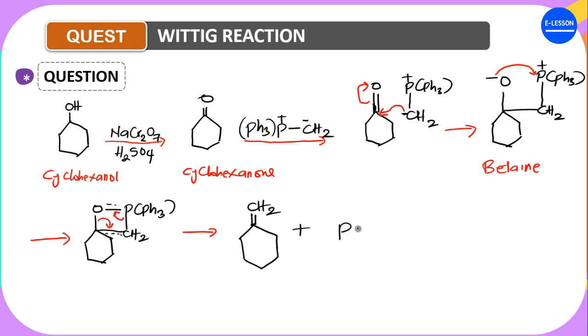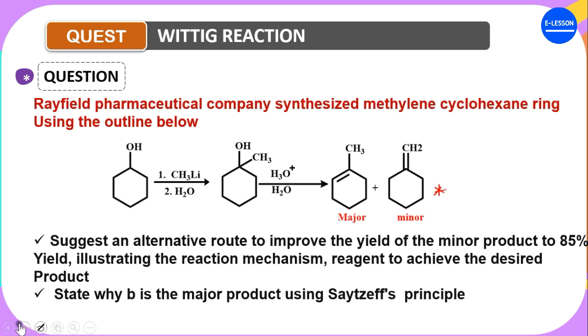So this will be P, or I can decide to write it as PH3 P double bond O. So this is the major product. 85% of this will be formed. So you now see that we can actually use the Wittig reaction to get this product at 85%. Are you getting it? Instead of using this synthetic route.